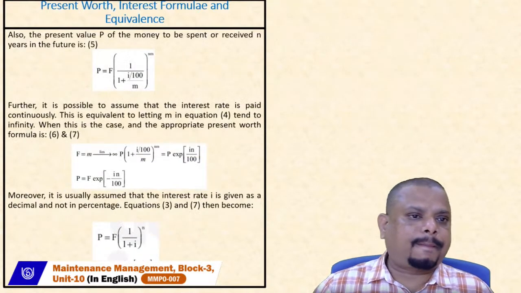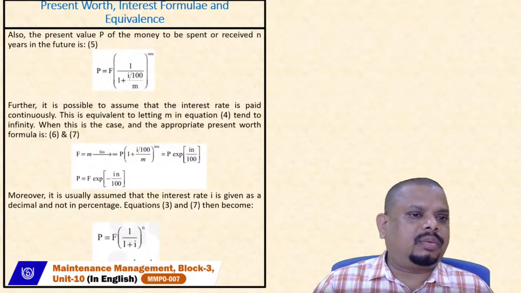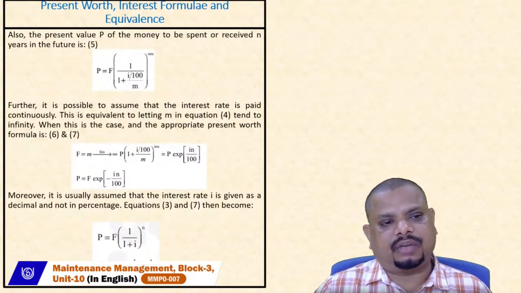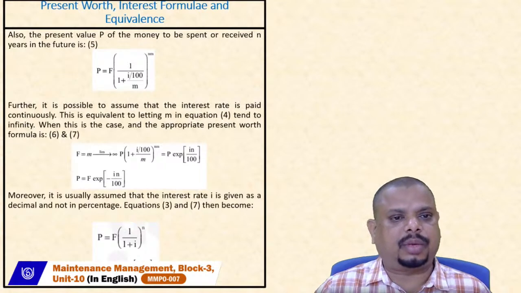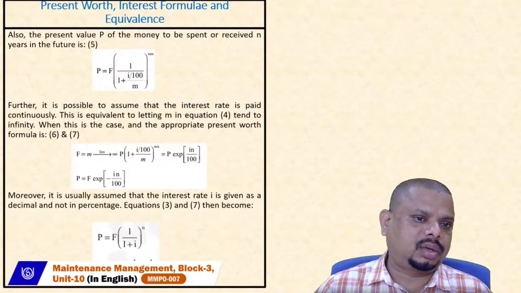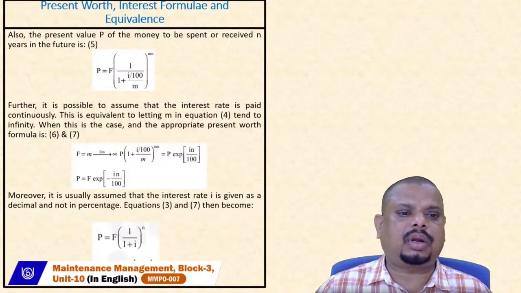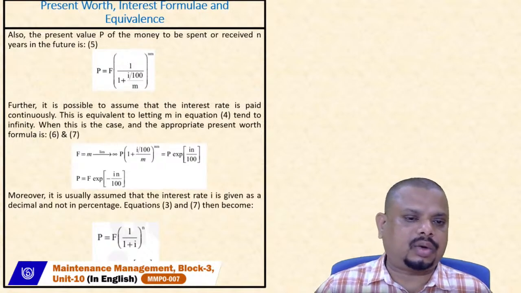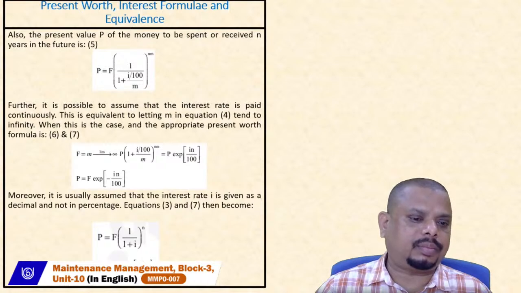Moving to the next one. The next formula is for the present value of a principal amount of money to be received n years in the future. The formula is expressed as P equals F into 1 divided by (1 plus I divided by 100 divided by m) to the power n into m.